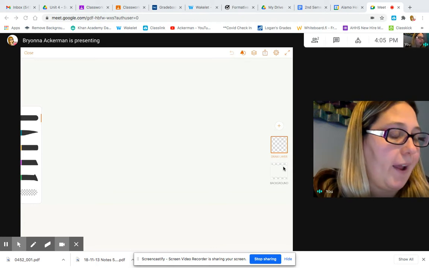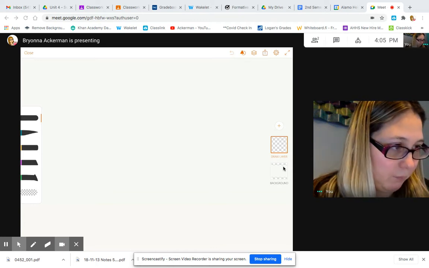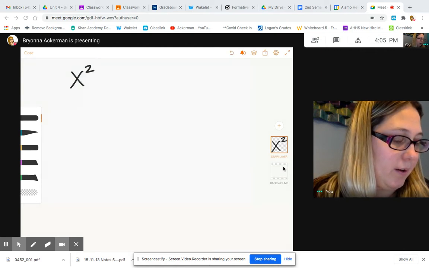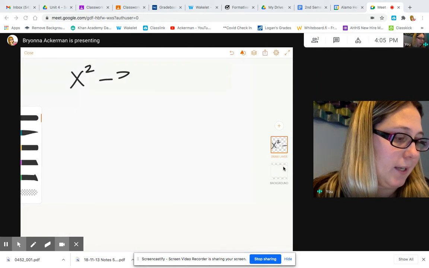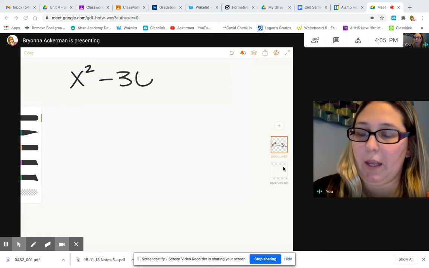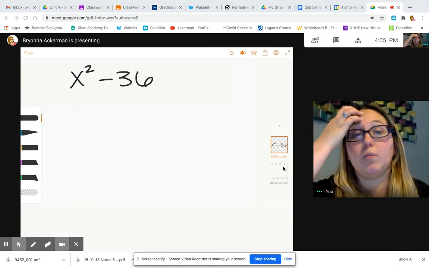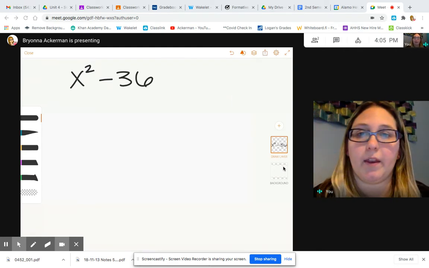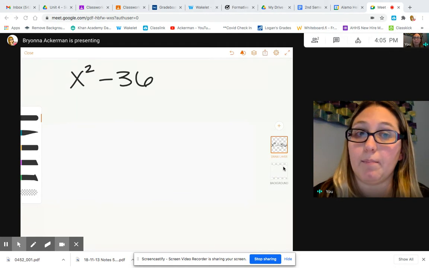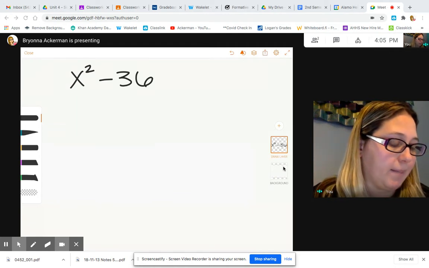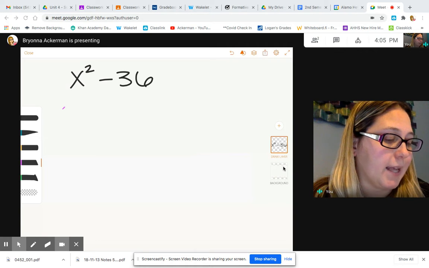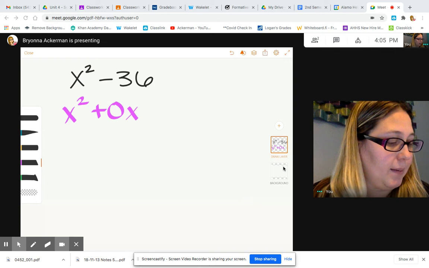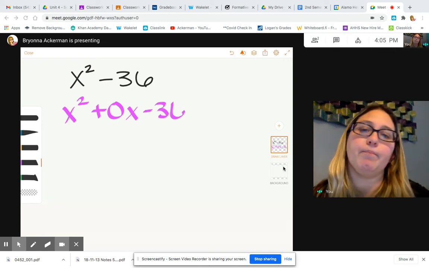And so if I have, hypothetically, let's do x squared minus 36. So I'm kind of just making one up right now. Okay. And we want to factor this. Well, anytime you have an x squared and then the constant, but you're missing the middle piece, so you're actually missing b, you could rewrite this as x squared plus 0x, because we don't have it, minus 36, right?